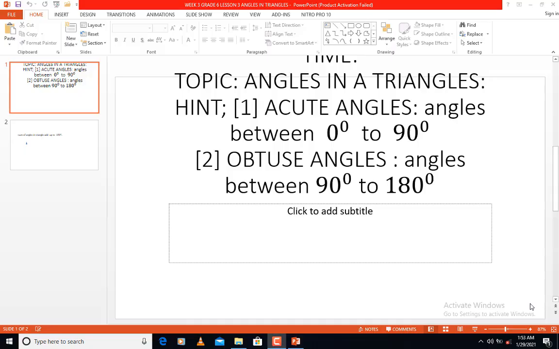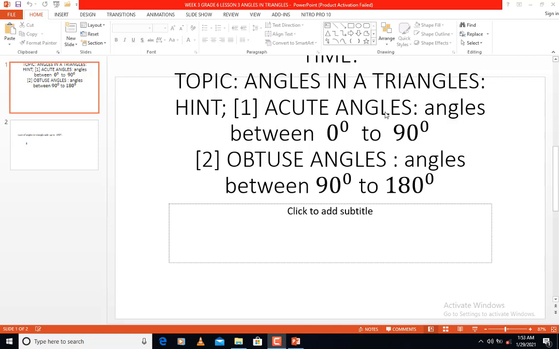Right, today we want to discuss angles. So the topic for today is angles in a triangle. What are angles in a triangle? So there is a hint here. These are the key points to remember when you are talking about angles.